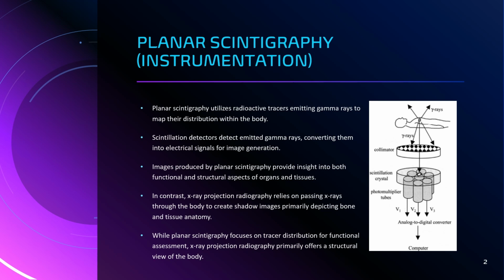This detector consists of a scintillation crystal, which converts the X-ray photons to light photons, and a photomultiplier tube, which basically is a type of optical sensor that converts light photons into electrical signals.